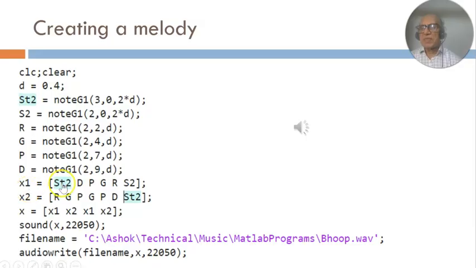So X1 is ST2 followed by D, P, G, R, S2. So this is simply a sequence of notes which are in the descending order of frequency. Then I generate X2, which is in the ascending order of frequency. Then I generate my final melody, which is a concatenation of all these. So I put X1, which means this entire sequence comes here. Then I put X2, which means that this entire sequence comes here. Then again I repeat this X1 and repeat X2.